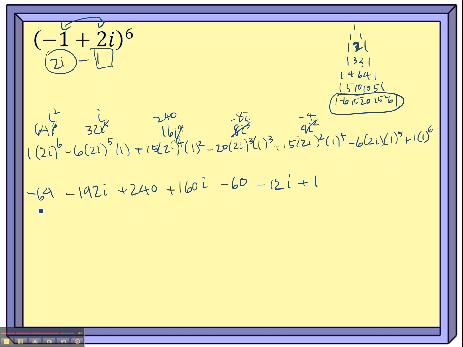Add up all our real parts. So here, negative 64 plus 240 minus 60 plus 1 gives us 117. Add up all of our imaginary parts.